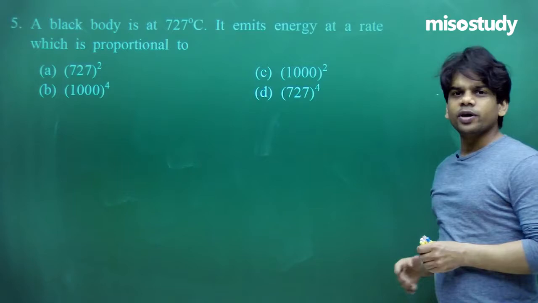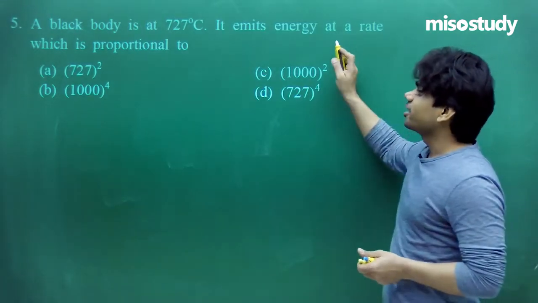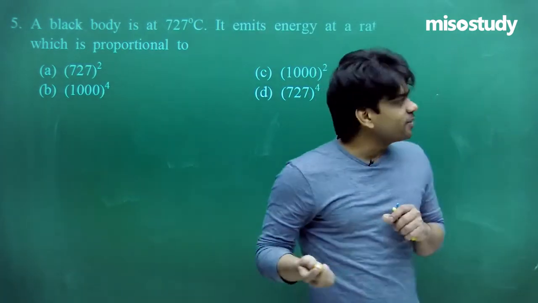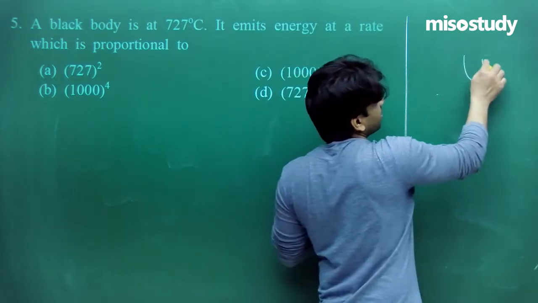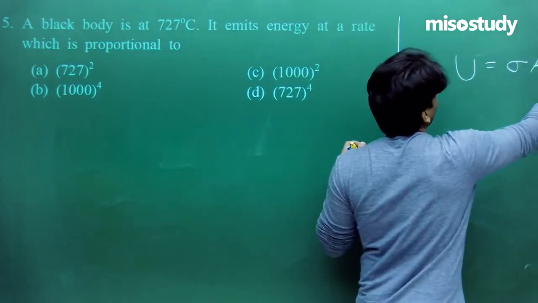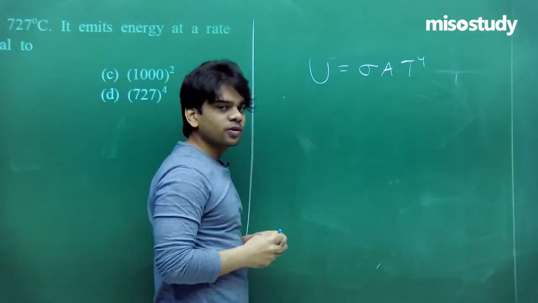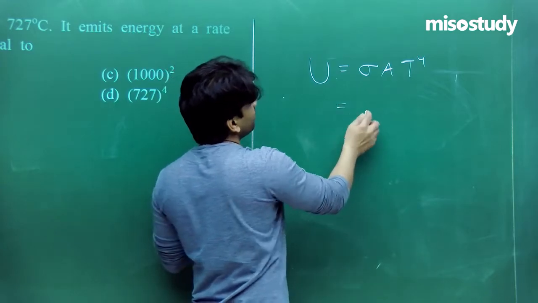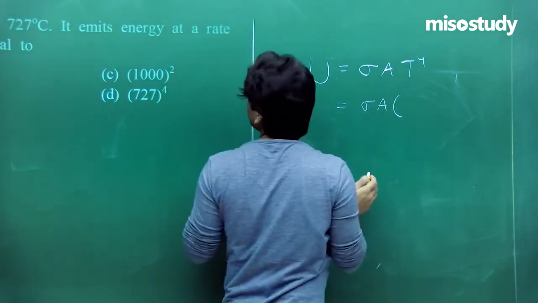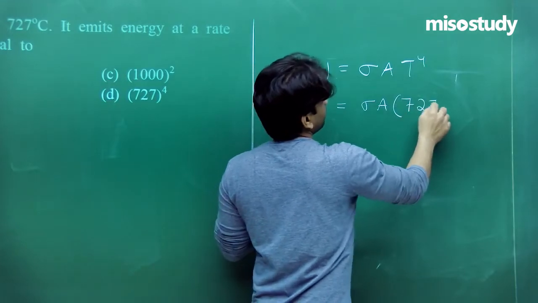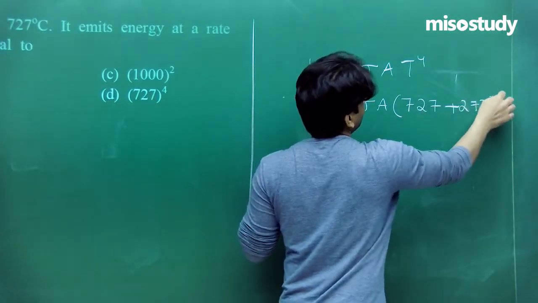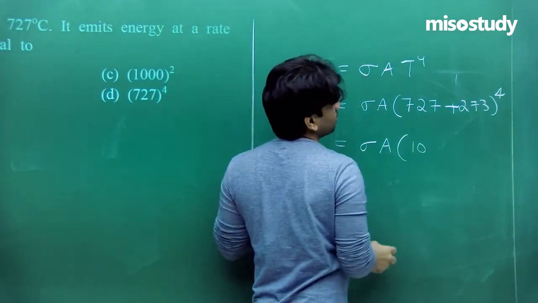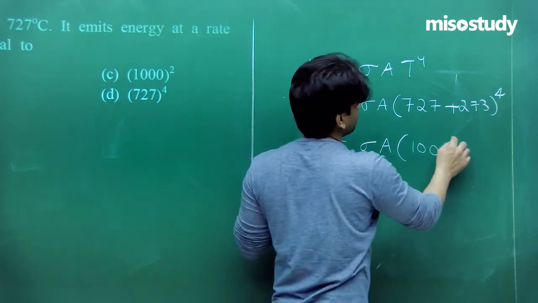A black body is at 727 degrees Celsius. It emits energy at a rate which is proportional to A, B, C, D. The rate of energy emitted by a black body, this question has been asked in a previous examination, is sigma A T to the power 4. Sigma is the Stefan constant, A is the surface area exposed to the surrounding, and temperature T is in Kelvin. So sigma A will be constant, and temperature T will be 727 plus 273 to the power 4. That gives you 1000.